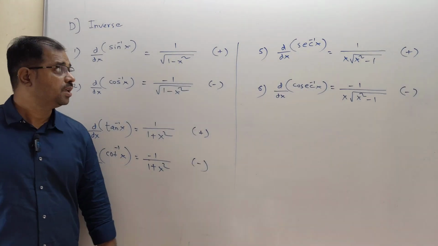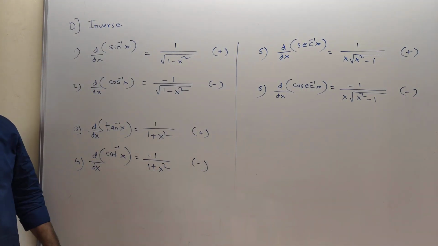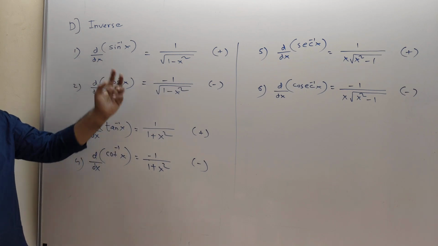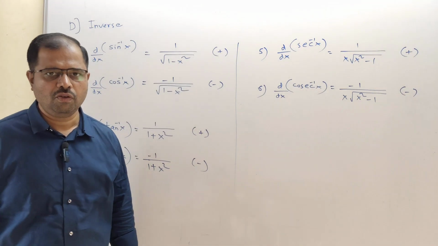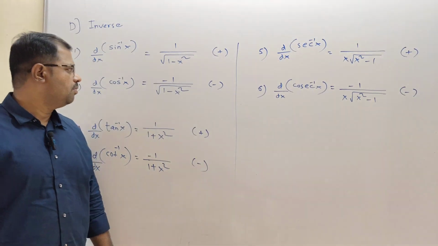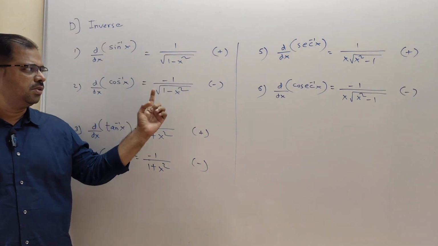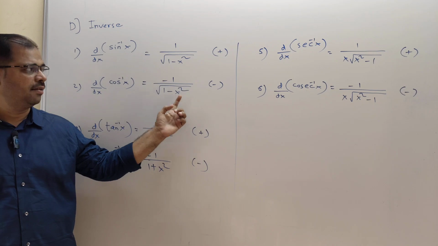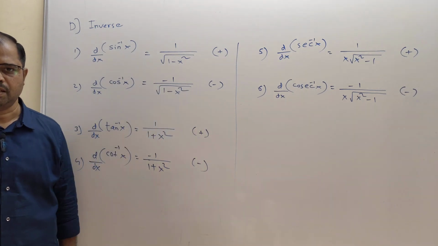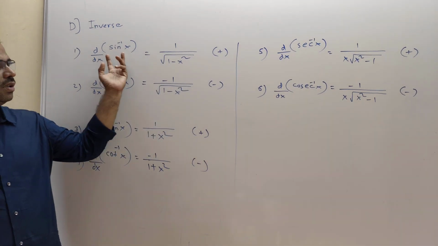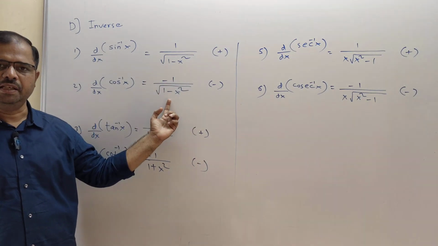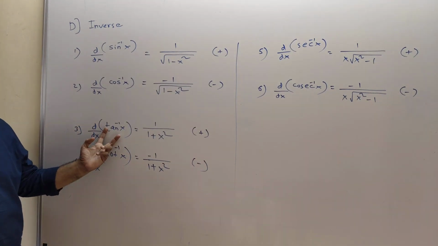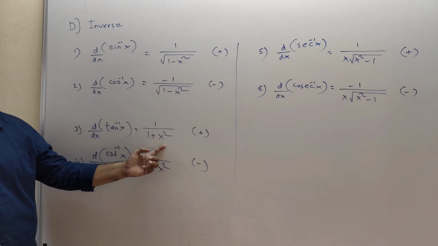Now the fourth type is inverse trigonometric function. Derivative of sin inverse of x is 1 upon root of 1 minus x square. Derivative of cos inverse of x is minus 1 upon root of 1 minus x square. Sin inverse plus sign, cos inverse minus sign. Denominator remains same.